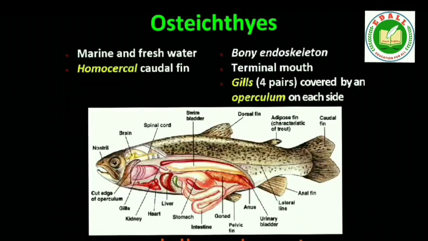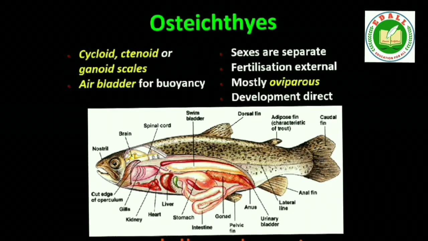Third is class Osteichthyes. It includes both marine and freshwater fishes with bony endoskeleton. Their body is streamlined. Mouth is mostly terminal. They have 4 pairs of gills which are covered by an operculum on each side. Skin is covered with cycloid, ctenoid scales. Air bladder is present which regulates buoyancy. Heart is two-chambered, one auricle and one ventricle. They are cold-blooded animals. Sexes are separate. Fertilization is usually external. They are mostly oviparous and development is direct.